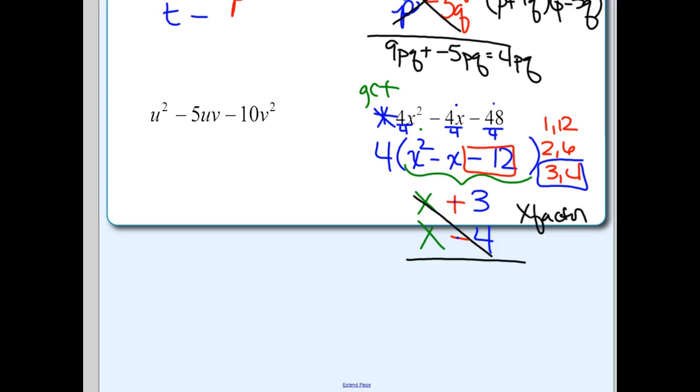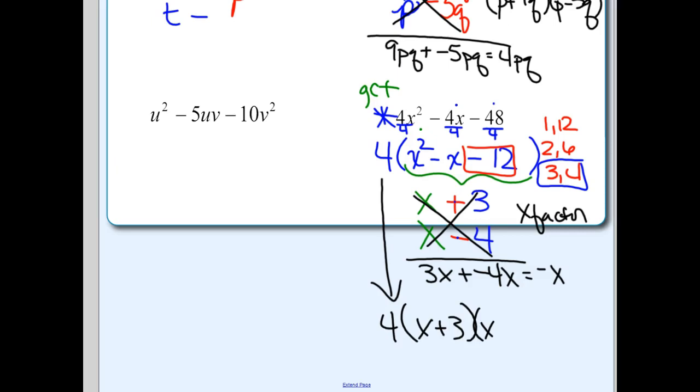So we've got x times negative 4 is negative 4x. 3 times x is 3x. If I add them together, I get negative 1x, so the middle checks. Now, final answer. You got to remember to bring down that GCF, and then we've got x plus 3, x minus 4.